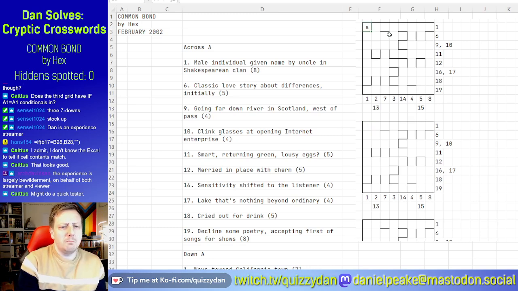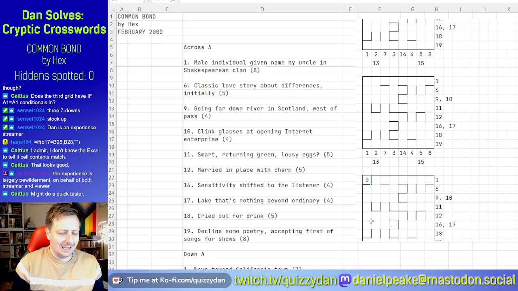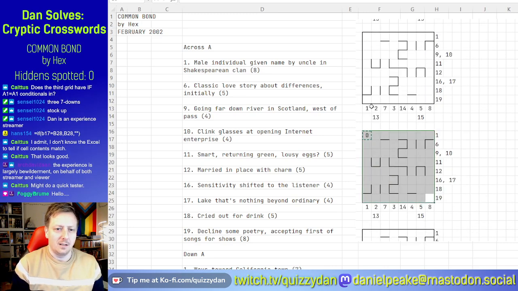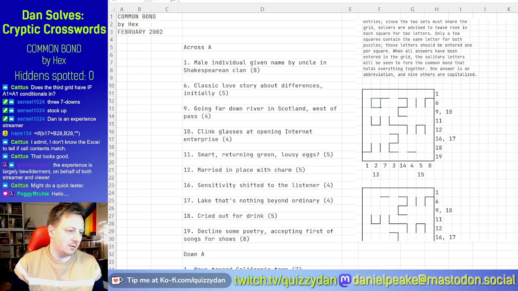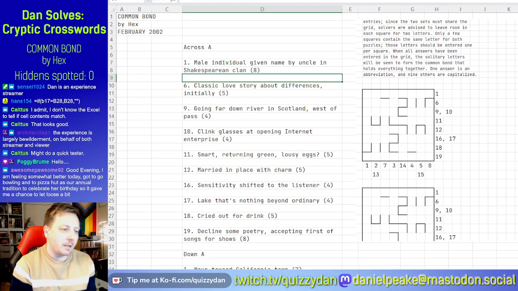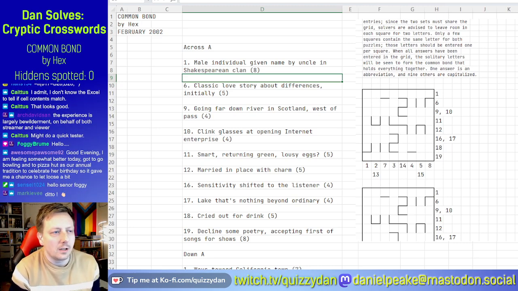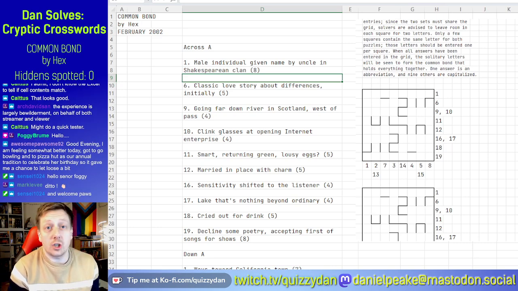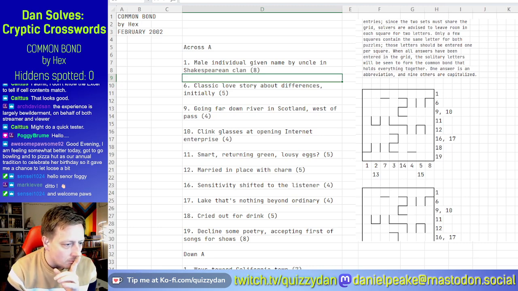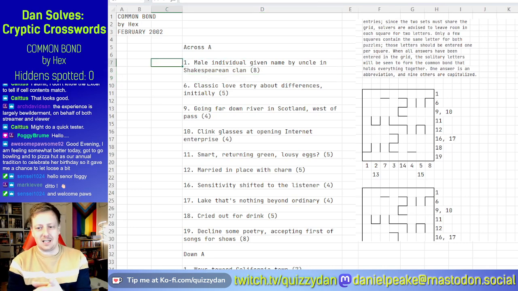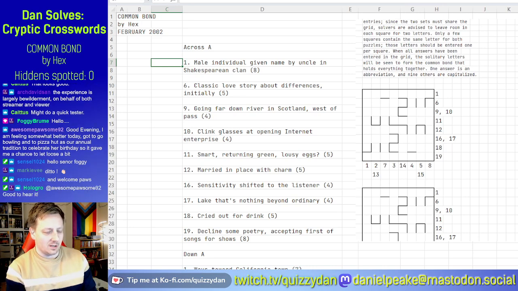Male individual given name by uncle in Shakespearean clan. Just trying to think of some Shakespearean surnames whilst I do that copy and pasting. Capulet. That's it. Montague. Actually, Montague is another one. Male. Oh, hang on. What if it is Montague? Yes, it is, isn't it? Good evening. Oh, that's lovely. Pizza is always good. It is Montague, isn't it?